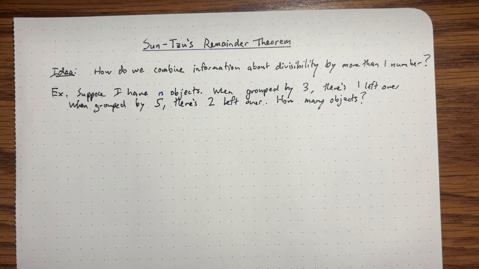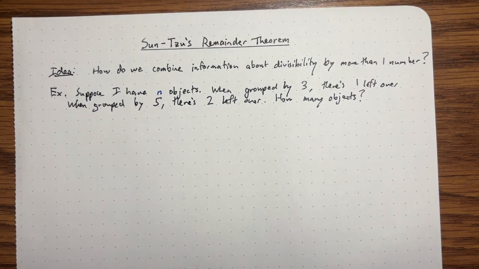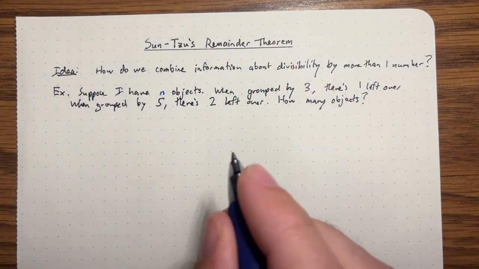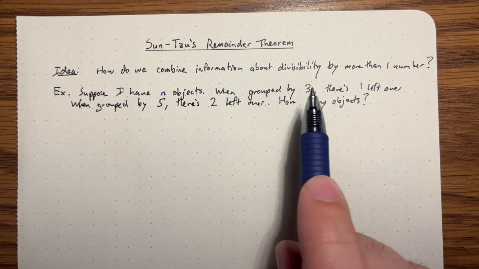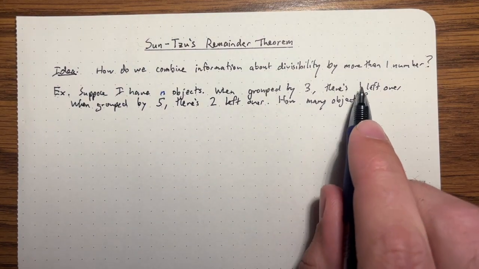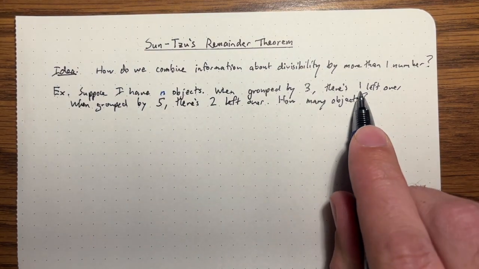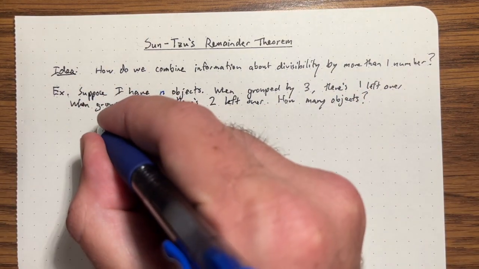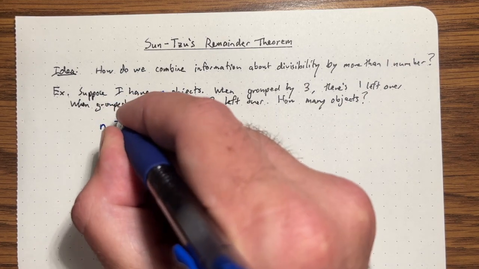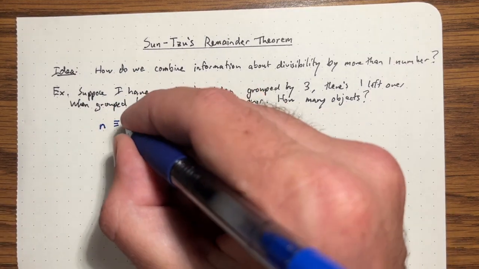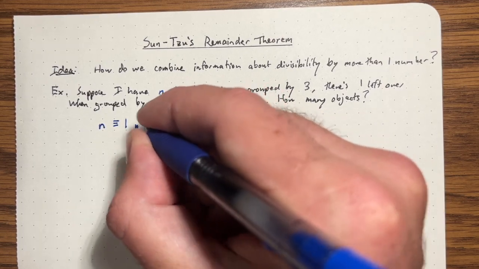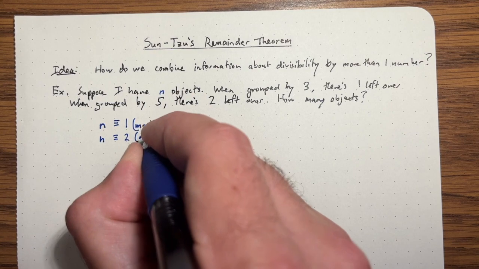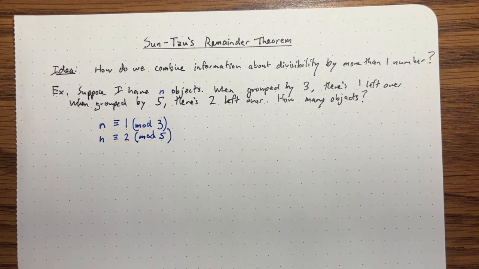Okay, so what is this saying? Well, we have a new language to describe this kind of thing. That's modular arithmetic. So when grouped by 3, there's 1 left over. That means that our number n is congruent to 1 mod 3. So to form 3k plus 1. So n is congruent to 1 mod 3. But it's also congruent to 2 mod 5. It's 2 more than a multiple of 5. Okay.